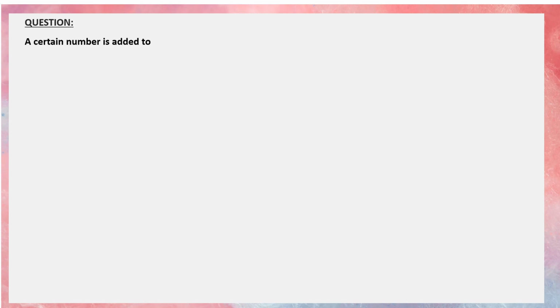So today we'll be looking at another question, and the question reads as follows. A certain number is added to 7 and then divided by 2. The result is 4. What is the number? So we'll just quickly look at the solution.